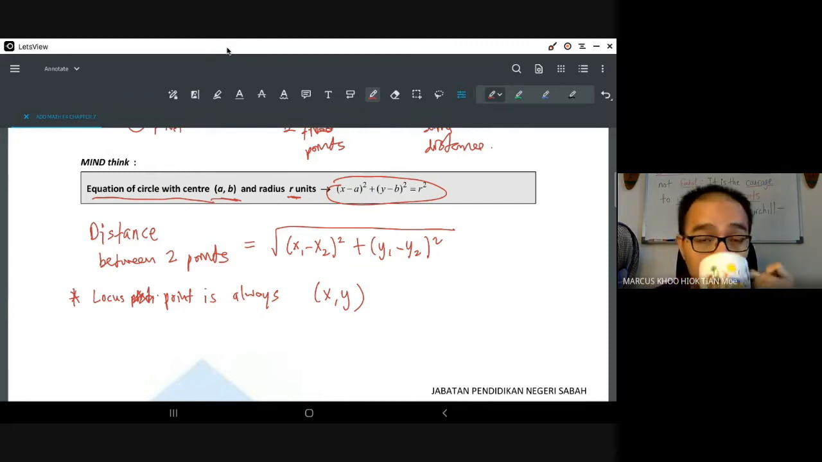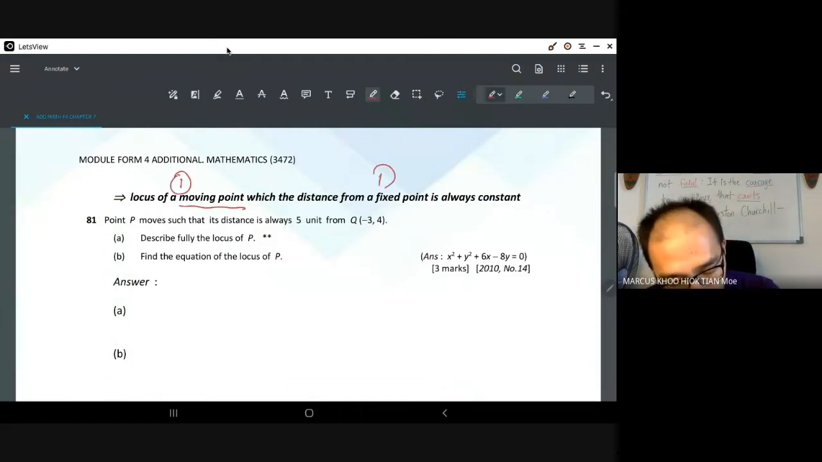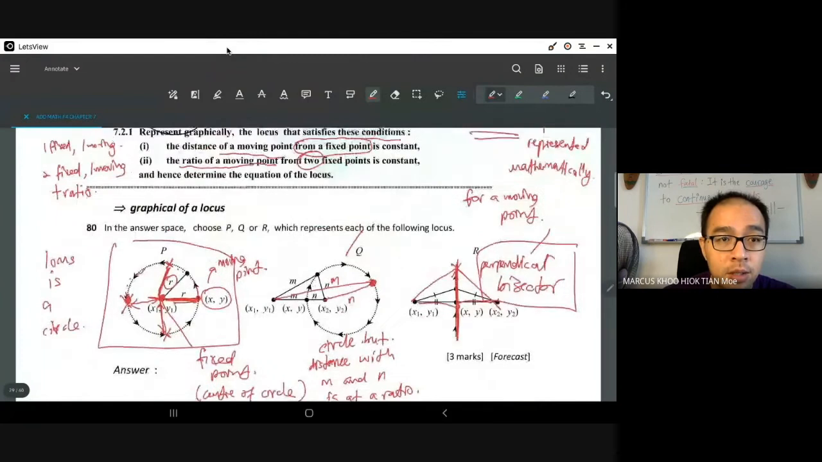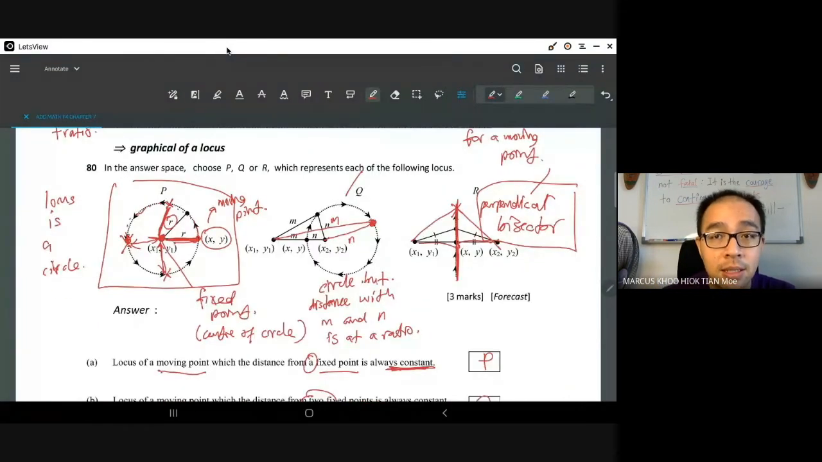So now we have a locus of a moving point, one moving point from one fixed point, and the distance is always constant. So this is situation number 1. One fixed, one moving, the distance is constant. So we know that the center of the circle is the fixed point.